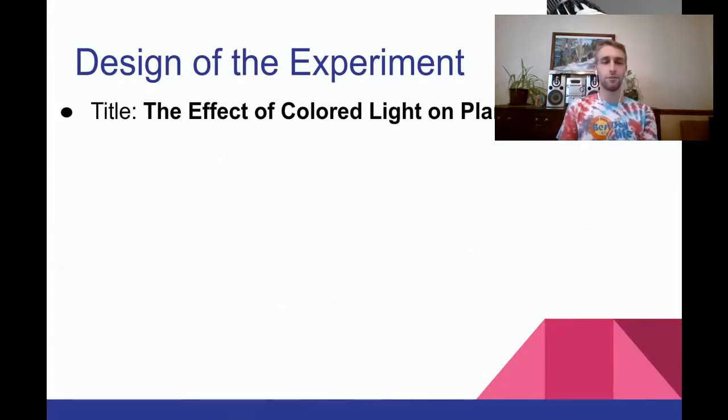So for a title of the experiment, make sure your title is in the format, the effect of blank on blank. So the effect of colored light on plant growth, because colored light is the independent variable. That's the one that we are actually changing. And then plant growth is the dependent variable, because that's what we're measuring.